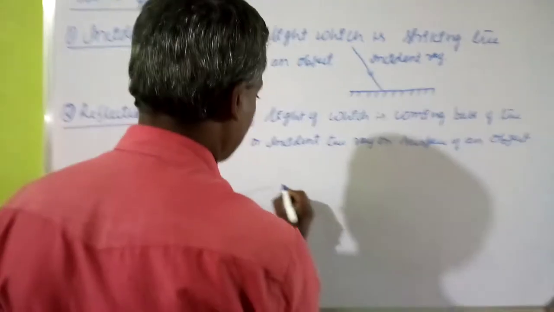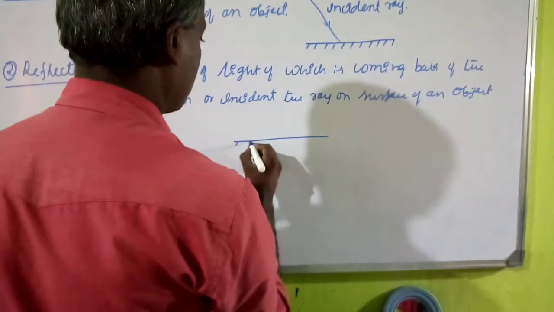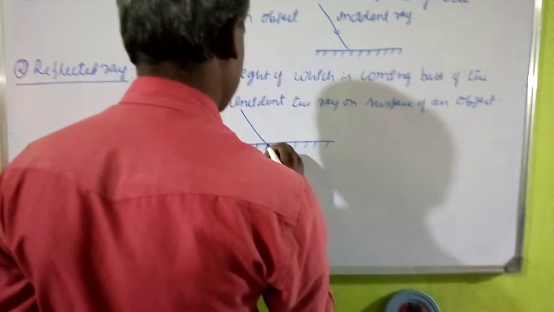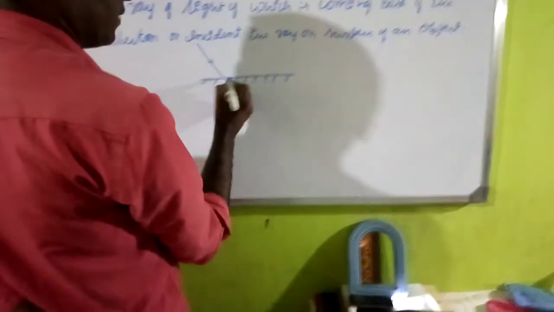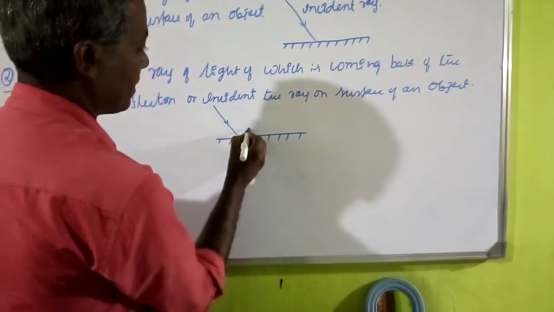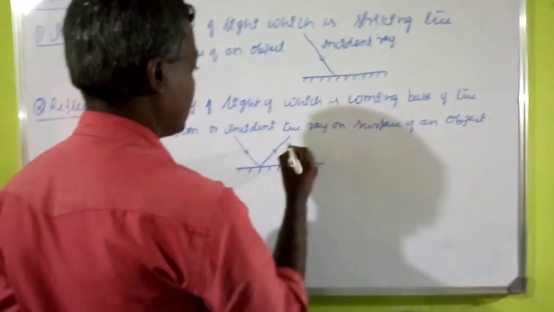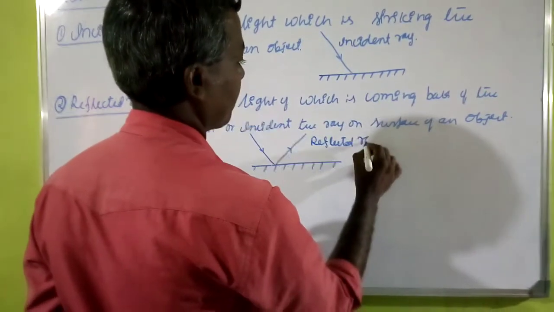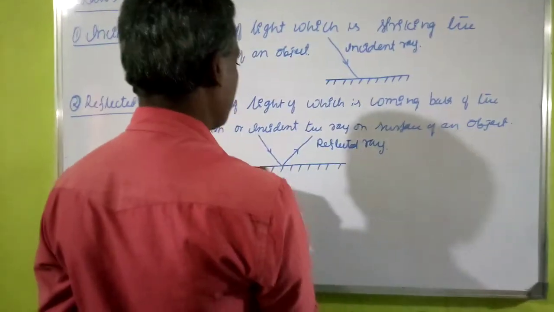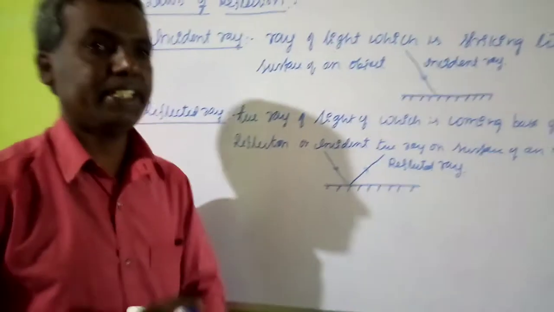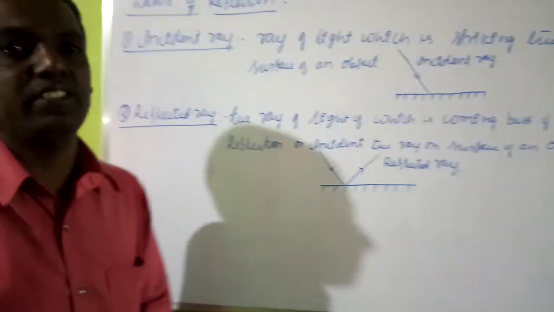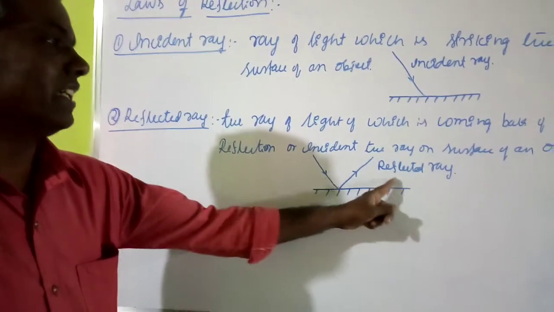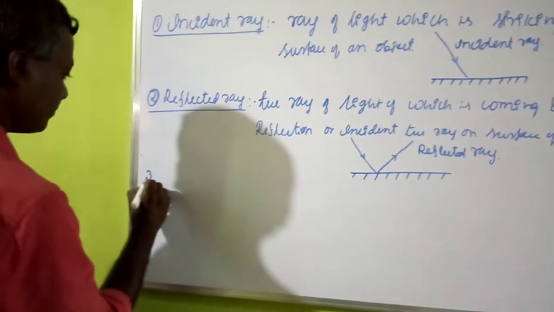Diagrammatically, once again we are going to represent this. So this is the surface of an object. This is a ray of light which is striking the surface of the object. After that it is coming back. This ray is called the reflected ray. The ray of light which is coming back after the incident ray strikes the surface of an object is called a reflected ray.